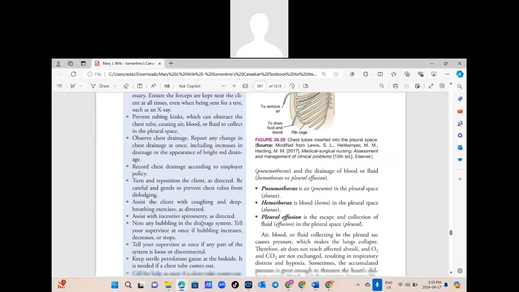Record chest drainage according to employer's policy. Okay, so please don't get overwhelmed with these guidelines. You're going to be trained. You're going to be educated. You're going to be informed.